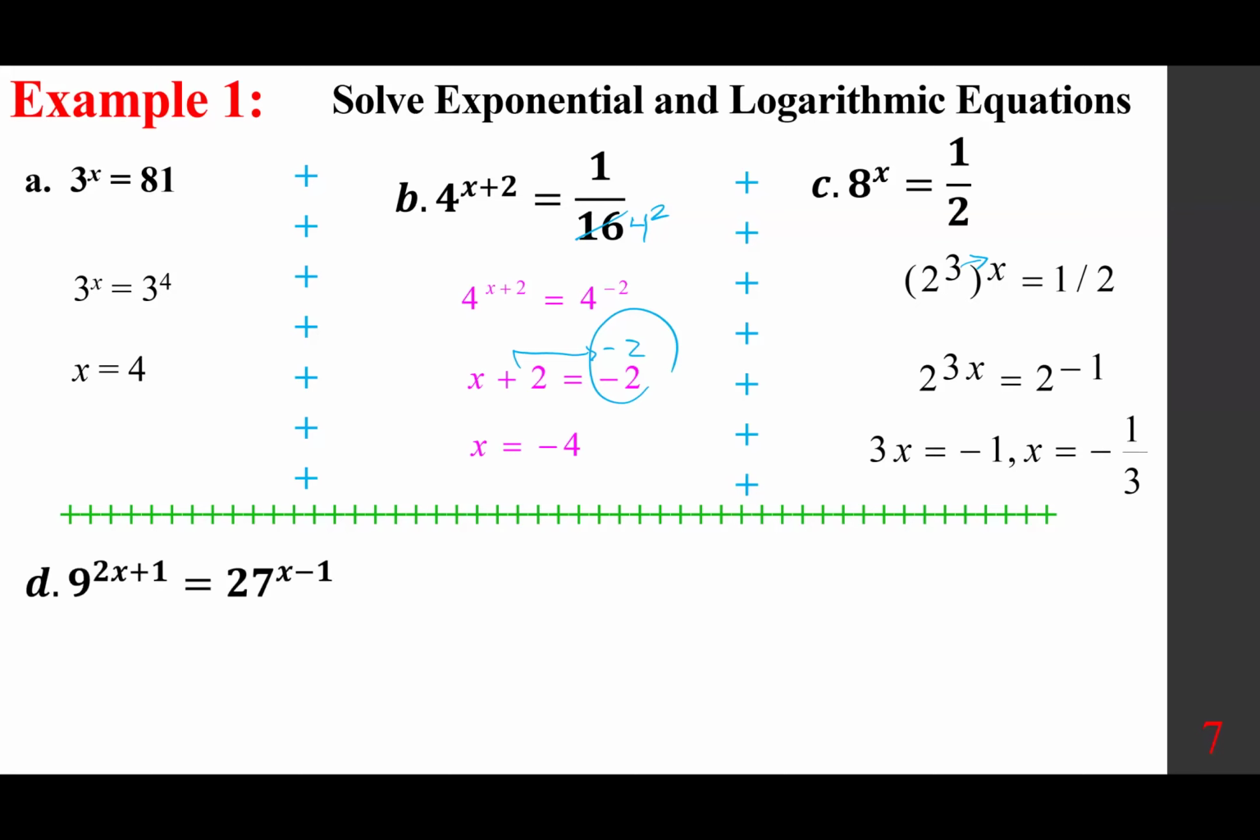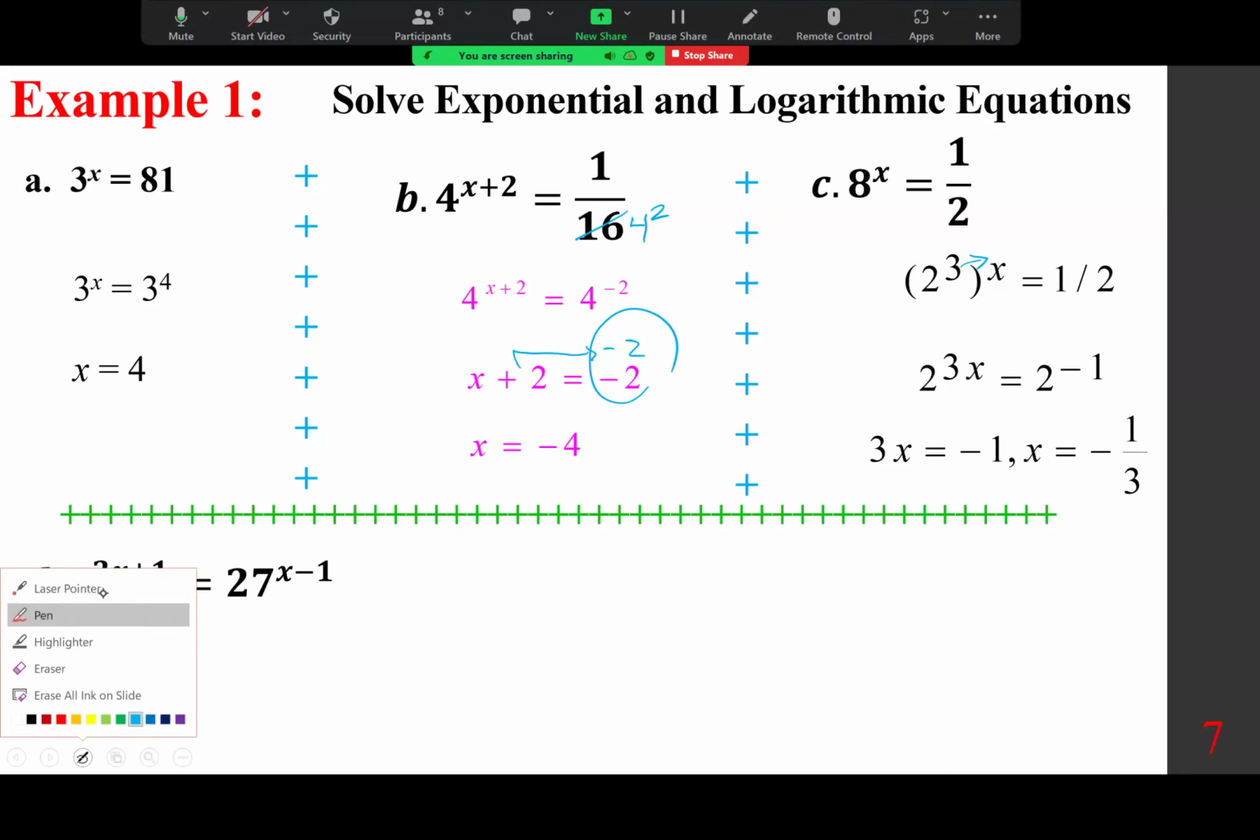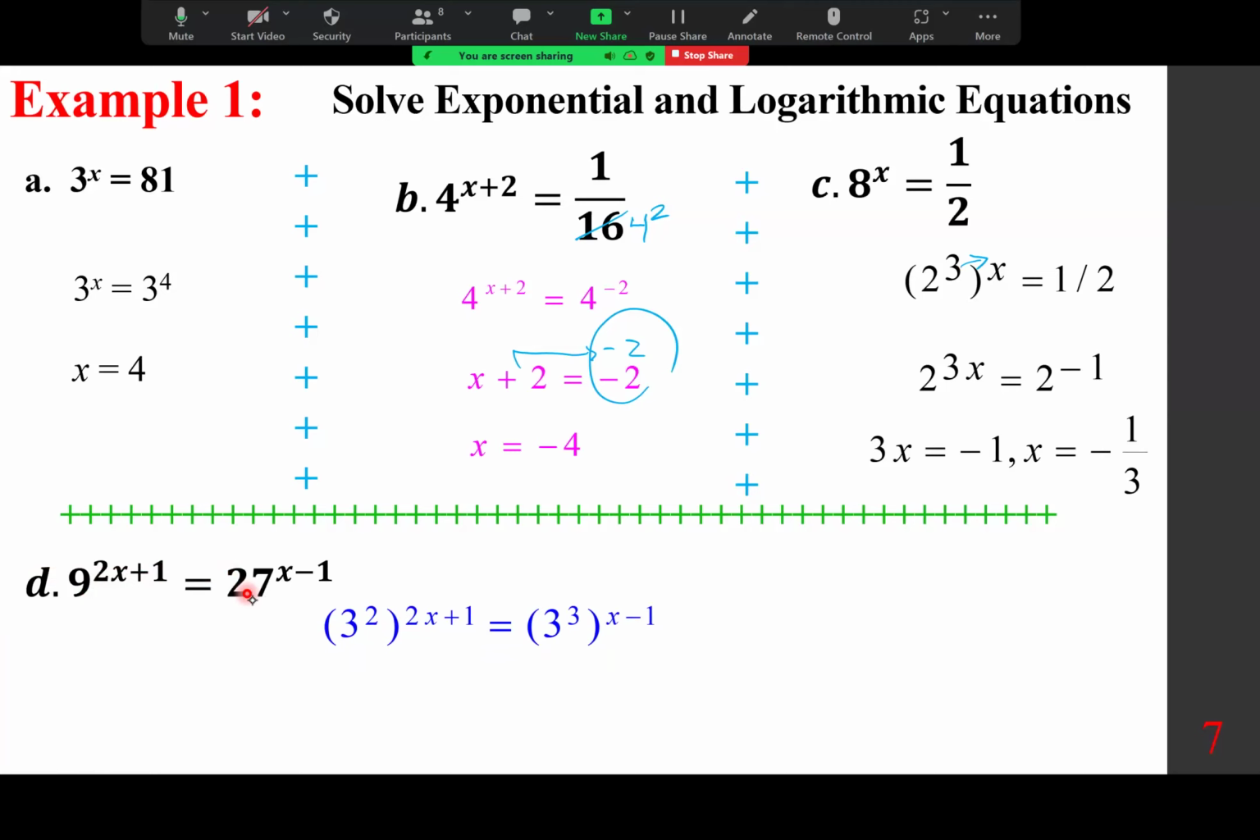9 to the power of 2x plus 1 is the same as 27 to the power of x minus 1. We can replace the 9 with 3 squared and 27 with 3 cubed. So by the power rule, we multiply these two. So it becomes 3 to the power of 2 times 2x plus 1, which is 4x plus 2. And then 3 to the power of 3 times x minus 1, which makes it 3x minus 3. And again, we have the same base, namely 3. We must have the same exponent, namely 4x plus 2 must be equal to 3x minus 3.